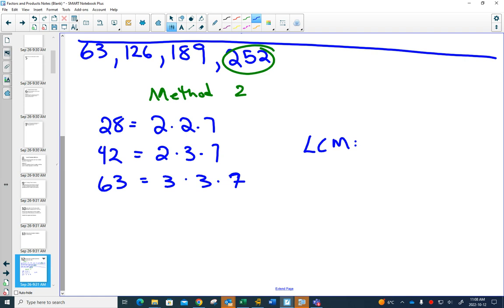Do any of them have 2's? Yes. What is the most 2's that we have in one of them? 2. So the lowest common multiple will have 2 2's. Do any of them have 3's? Yes. What's the most 3's that we have? 2. Sorry. Are there any 5's? No. Are there any 7's? Yes. What is the most 7's that's in one of them? 1. And now, if we multiply this together, 4 times 9, 36, times 7, 252. Wow.